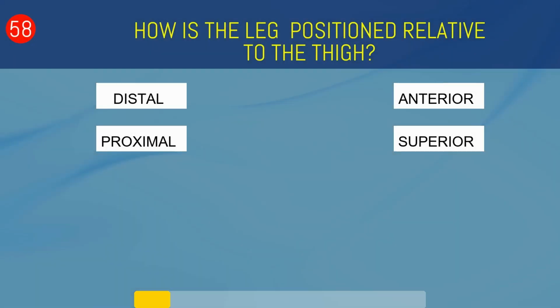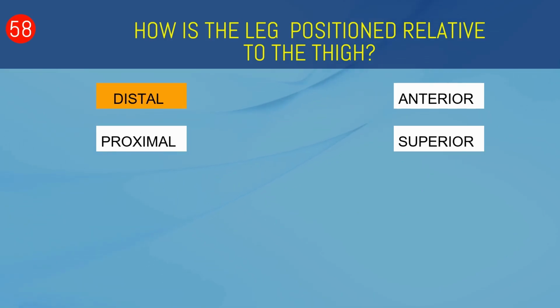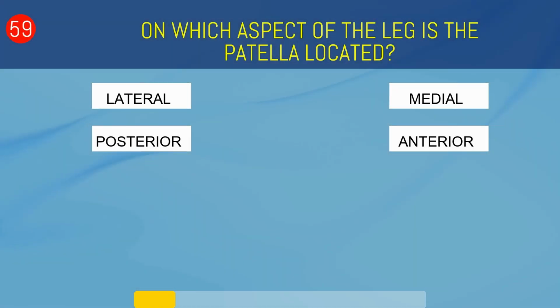Proximal. How is the leg positioned relative to the thigh? Distal, proximal, anterior, or superior? Distal. On which aspect of the leg is the patella located? Lateral, posterior, medial, or anterior?